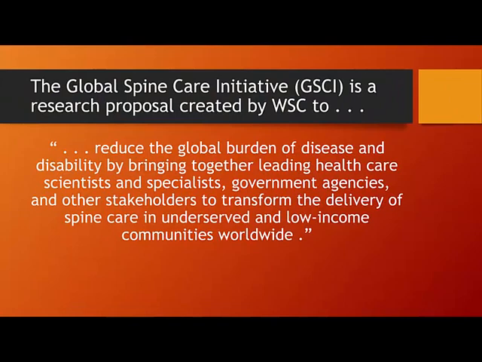The Global Spine Care Initiative is a research proposal created by the WSC to, quote, reduce the global burden of disease and disability by bringing together leading healthcare scientists and specialists, government agencies, and other stakeholders to transform the delivery of spine care in underserved and low-income communities worldwide, unquote.